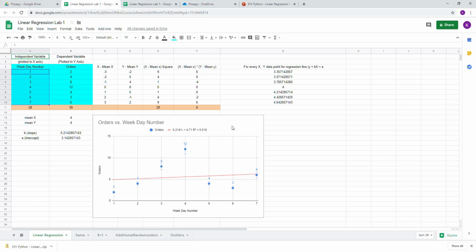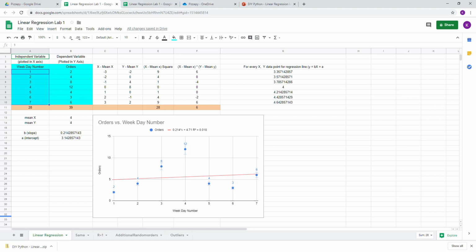This is very simple, and right now I have only one week's worth of data, but in a real scenario you may be dealing with millions and billions of data points. You have to run regression and come up with an equation, which is called the prediction equation, and then you need to keep a watch on this R squared value.